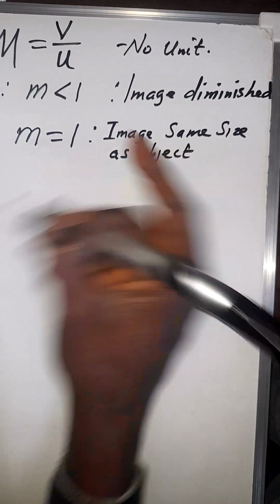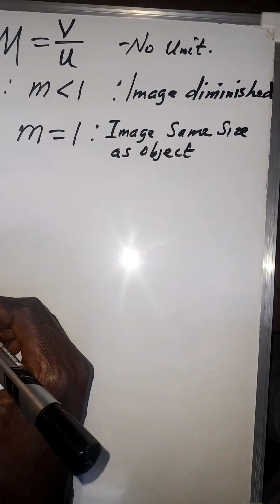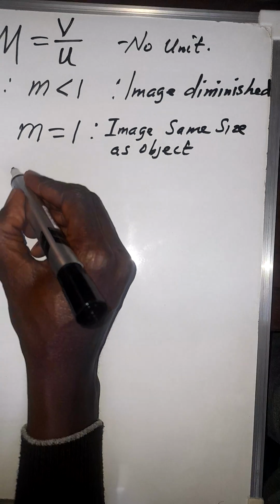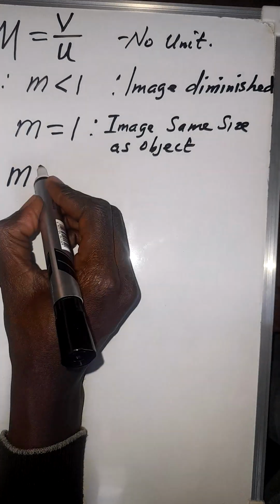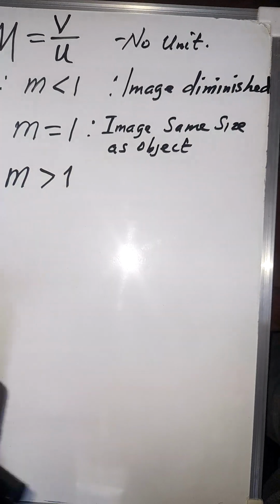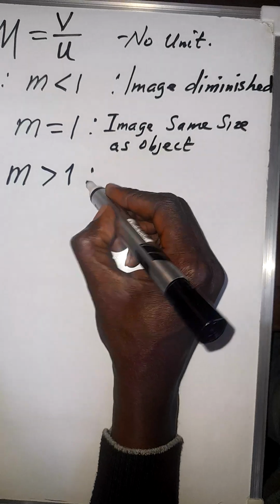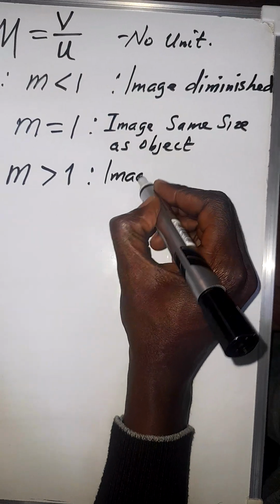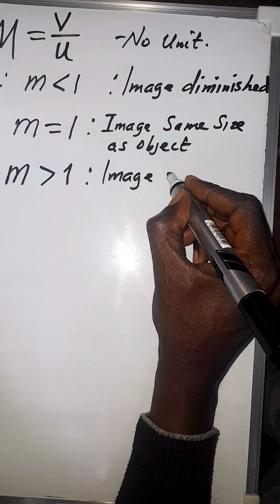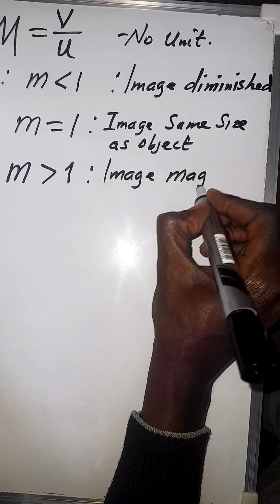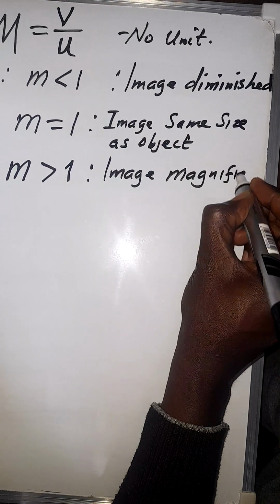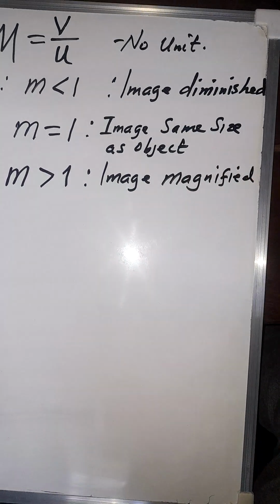So that's what it simply means when you find your magnification is equal to 1. What about when your magnification is greater than 1? What's the conclusion? Well, it simply means that the image that has been formed is actually magnified. In other words, it is larger or bigger than the object.